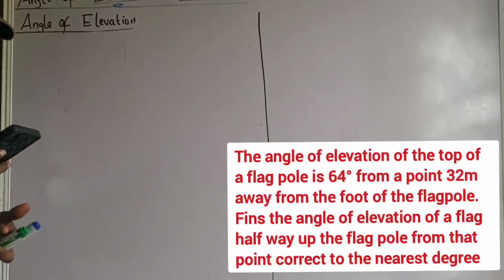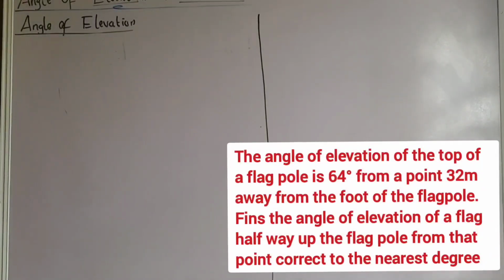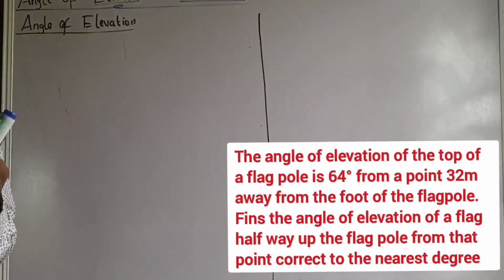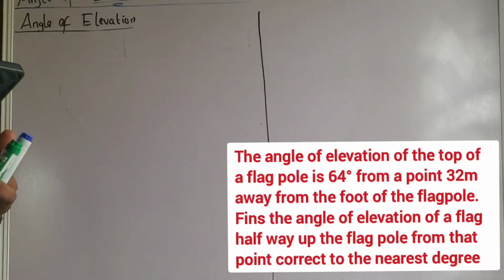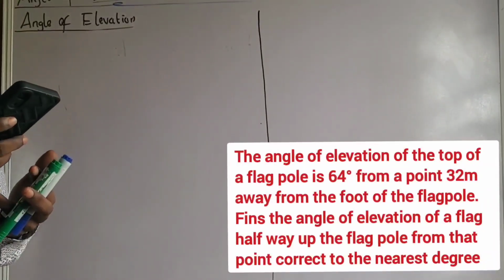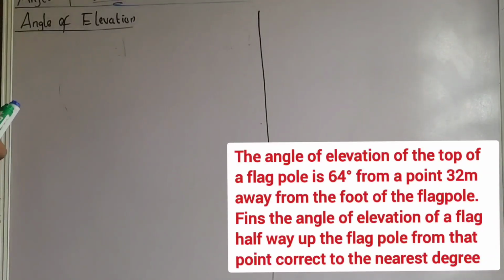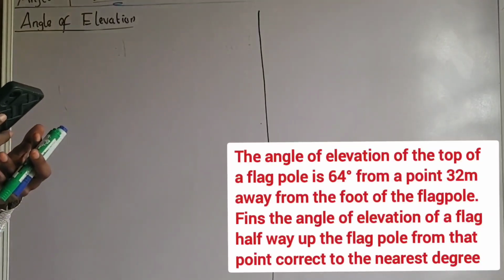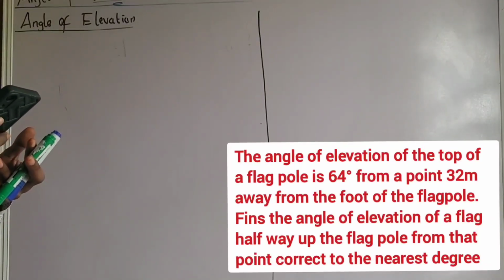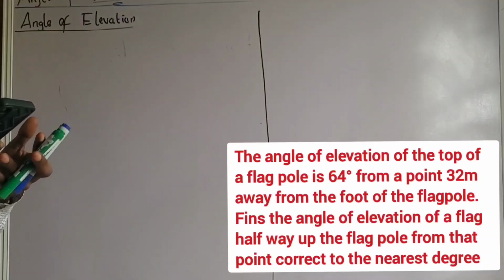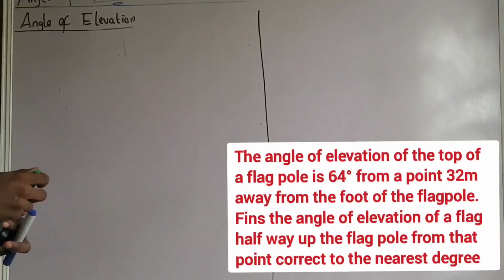The angle of elevation of the top of a flagpole is 64 degrees from a point 32 meters away from the foot of the flagpole. Find the angle of elevation of a flag halfway up the flagpole from that point, correct to the nearest degree. Okay, look at that question.